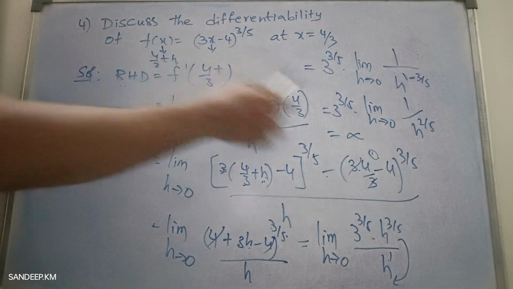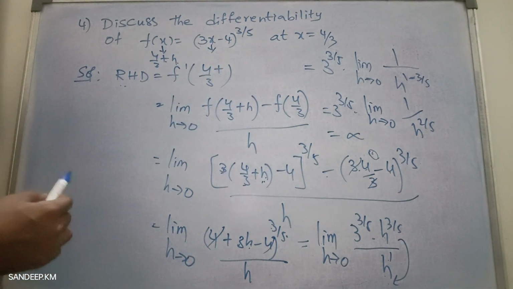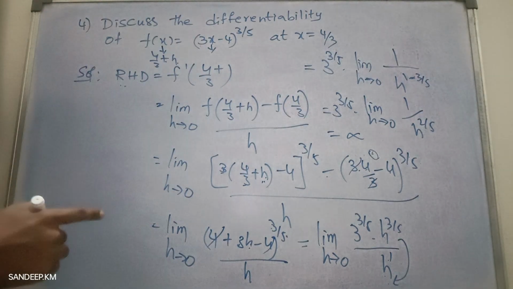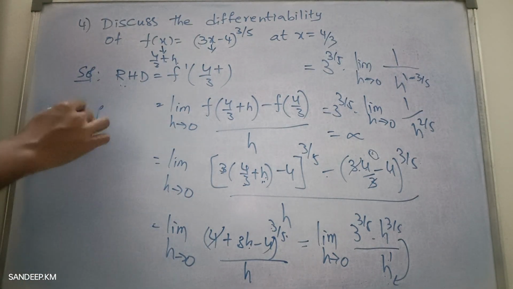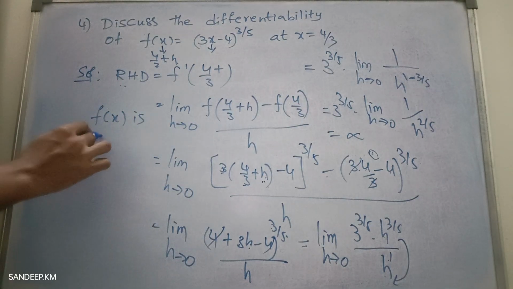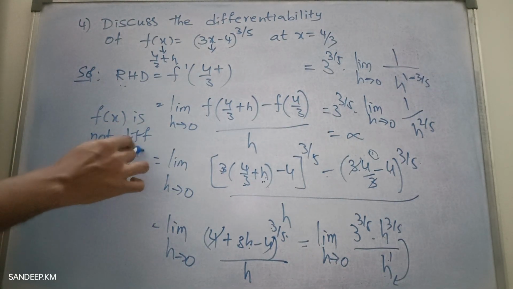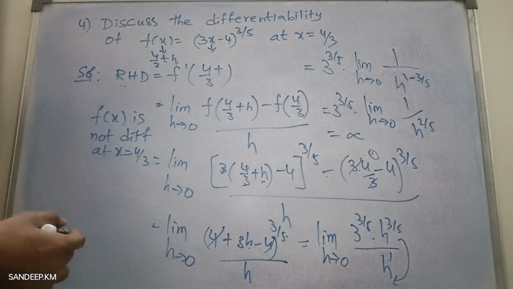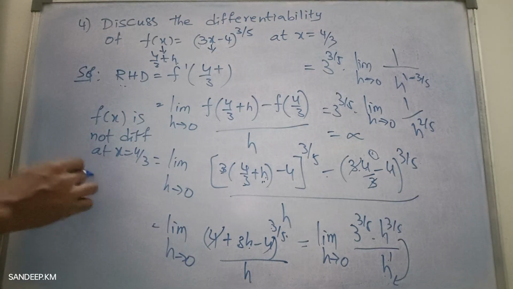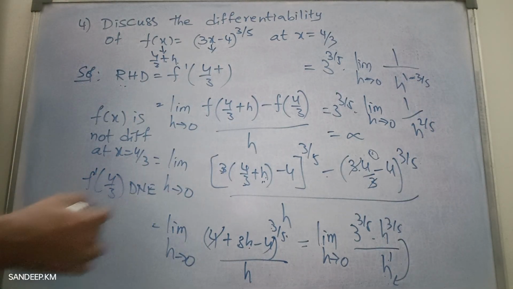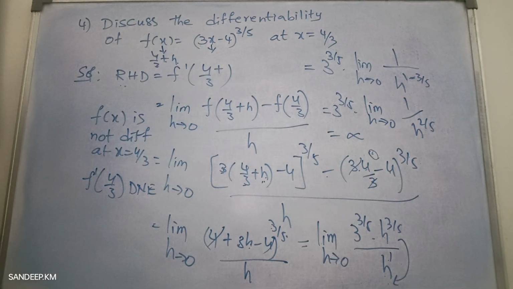Since RHD is not finite, according to our definitions, we say that the function is not differentiable at x is equal to 4 by 3. So f of x is not differentiable at that point because RHD is not finite. We got an infinite value. We can also say that f dash of 4 by 3 does not exist. Sometimes in problems they will ask us to find f dash of 4 by 3.